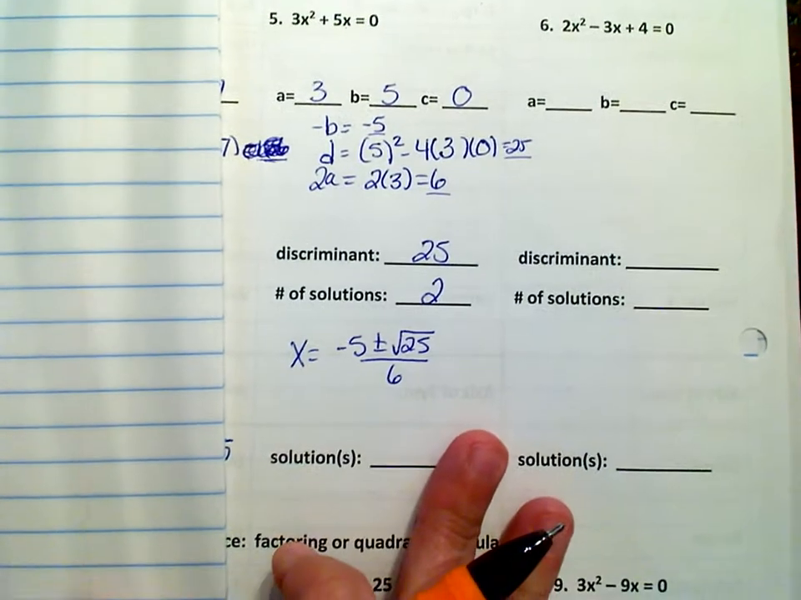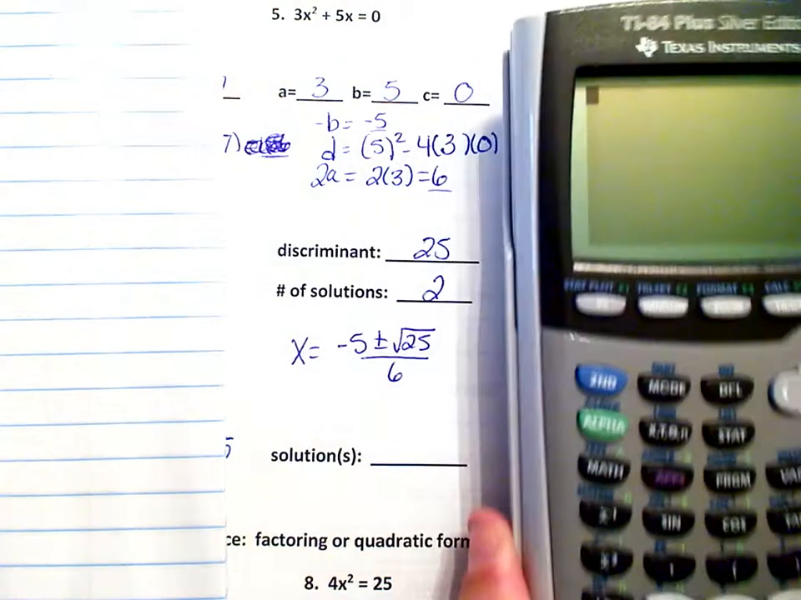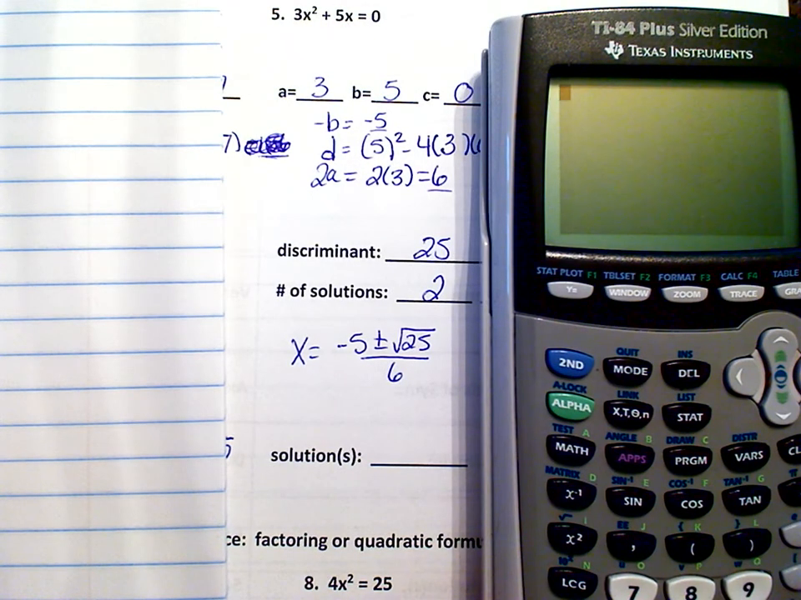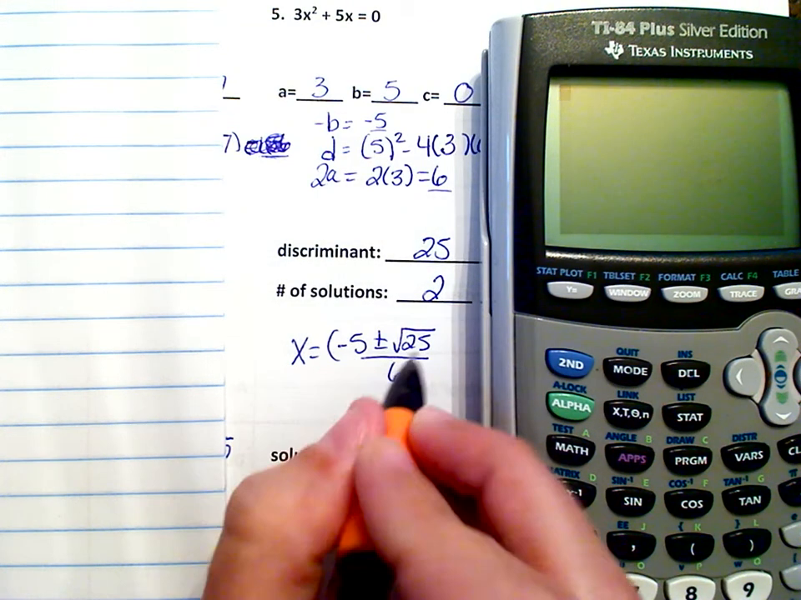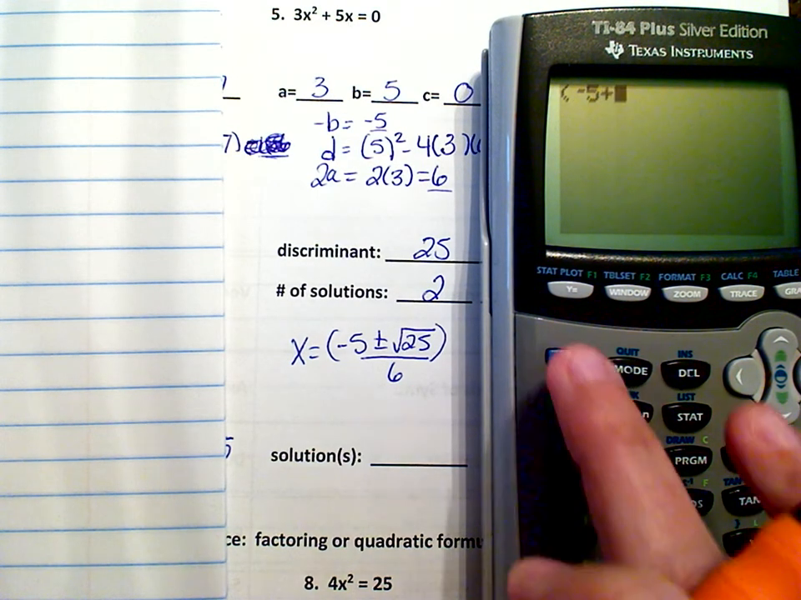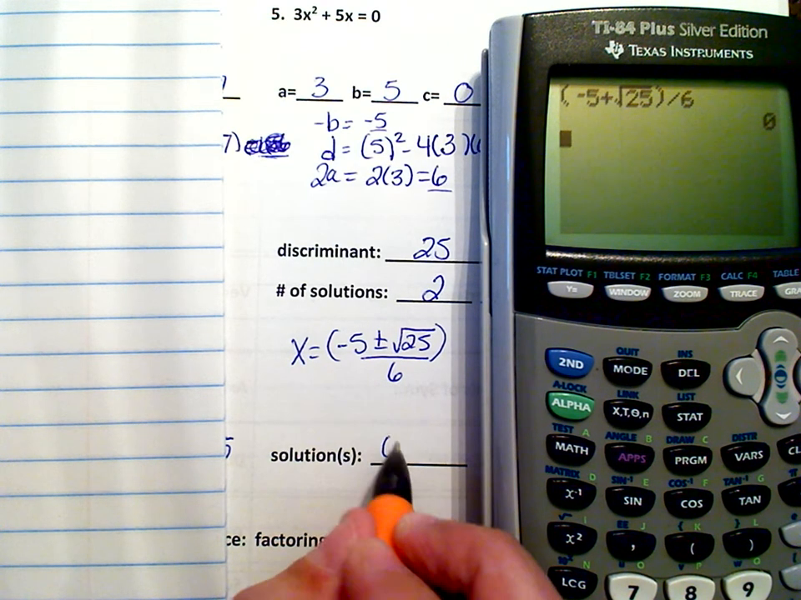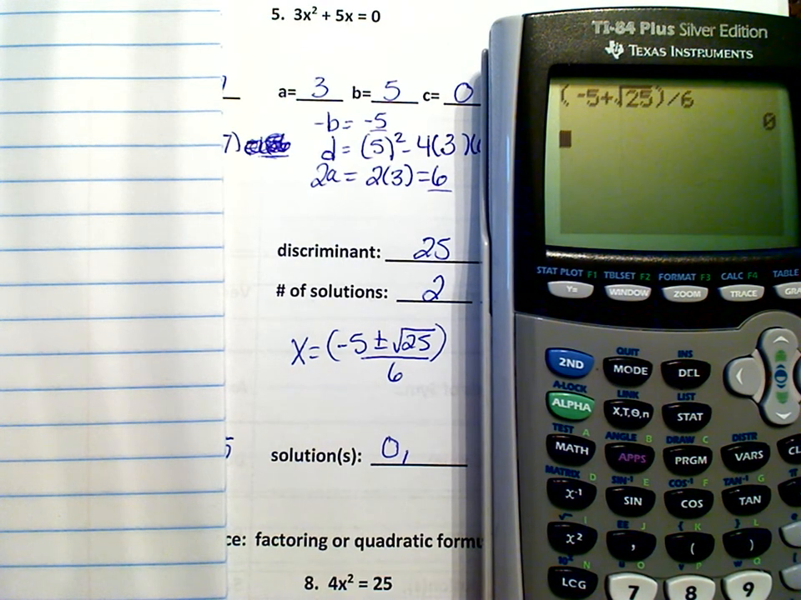And then we can just plug that in to the calculator. Some of you might do it in your head. Remember, we got to put our parentheses around the numerator. So -5 plus the square root of 25, and then hit your right arrow key to get out of the radical, close it, and then divide by 6. So 0. That's our first one. First solution is 0.